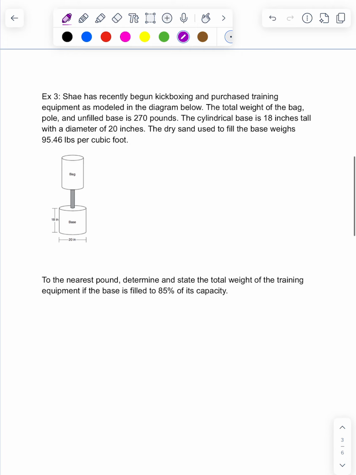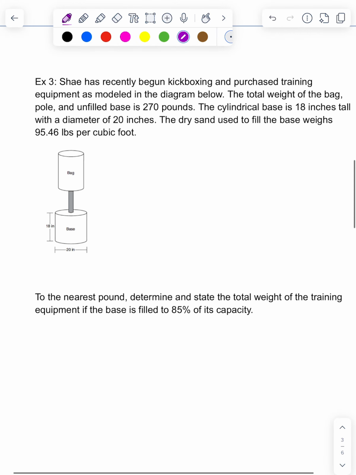Moving along, you might want to pause the video and take a look and read the question, and then you can unpause in order to see how to do the question. So what we're trying to figure out here is the weight of the entire training equipment, not just the filled base on the bottom that's going to be filled up with sand, but also the unfilled base, because the unfilled base is what it is before the sand is added. So we need to take that into account as well.